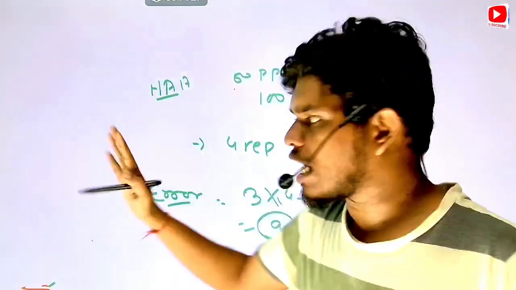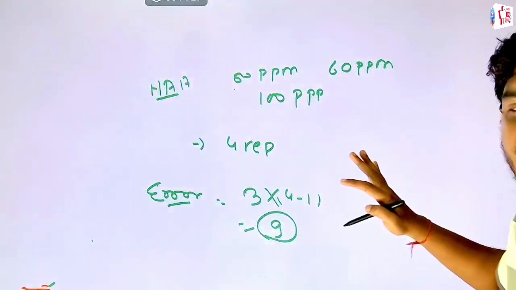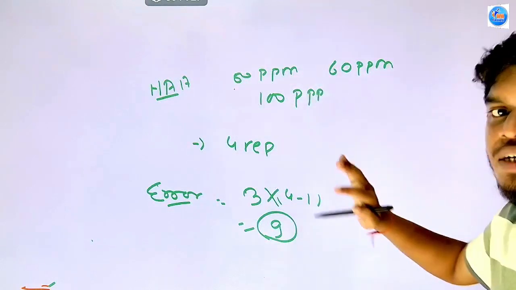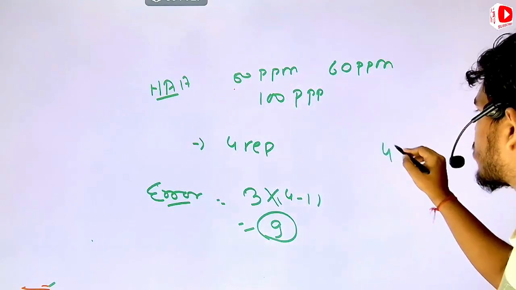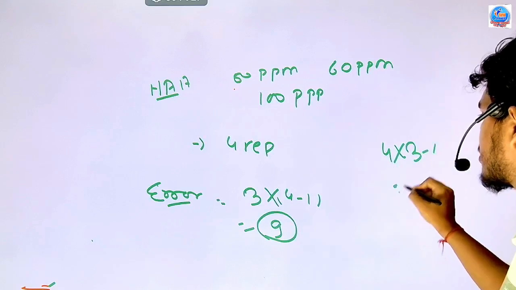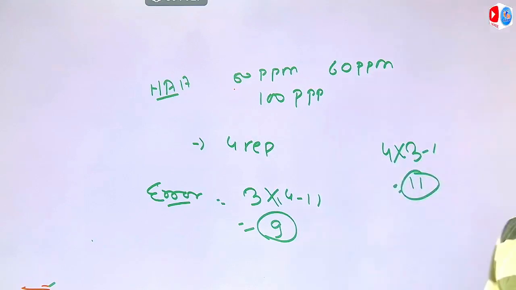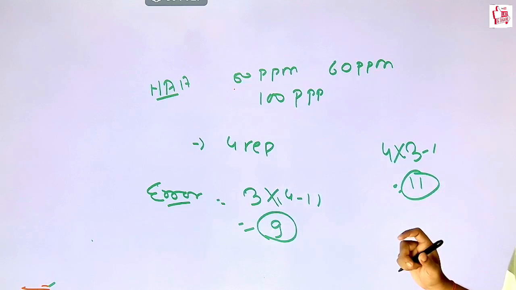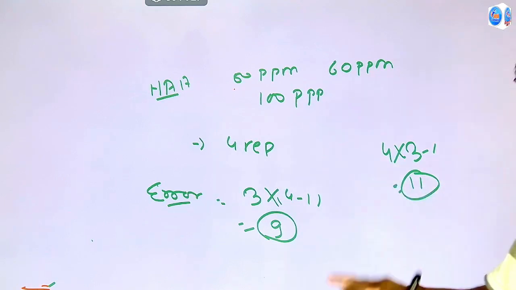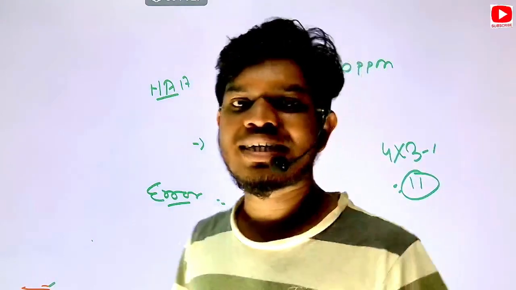And the total DF of the experiment is 4 into 3 minus 1, which means 12 minus 1, 11. This is the total DF. So you calculate this and practice more questions.